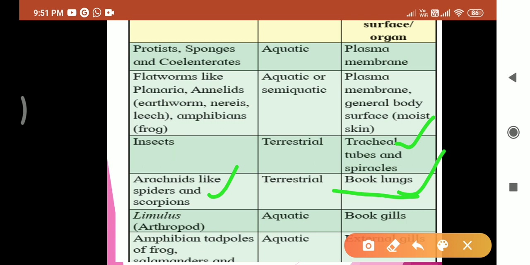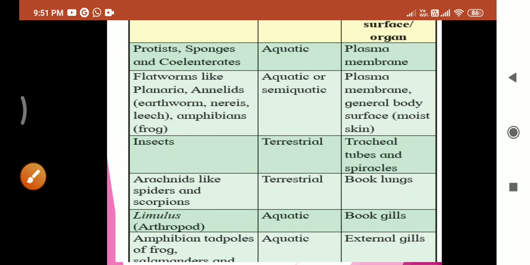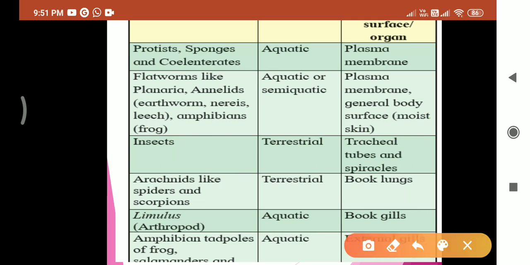So arthropod means appendages having joints, that's why this type of animal is called arthropod. Okay, they are also aquatic, so they have book gills. What are book gills? Now here these are the aquatic ones.